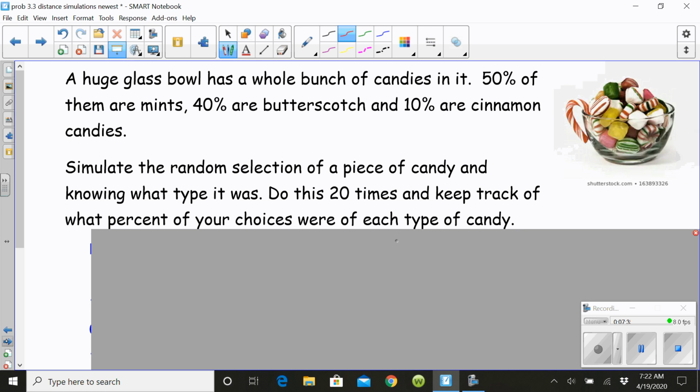A huge glass bowl has a whole bunch of candies in it. 50% of them are mints, 40% are butterscotch, and 10% are cinnamon candies. Simulate the random selection of a piece of candy and knowing what type it is. Do this 20 times and keep track of what percent of your choices were of each type of candy. Okay, so we have to think about this now. We have to generate a random number. So we've got to decide how we're going to do that.